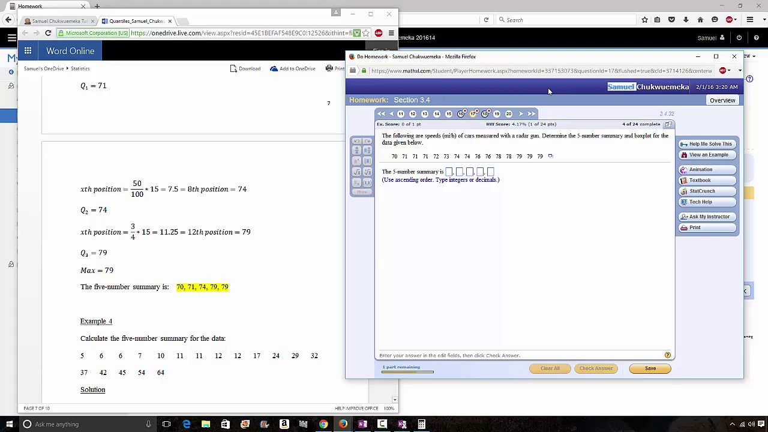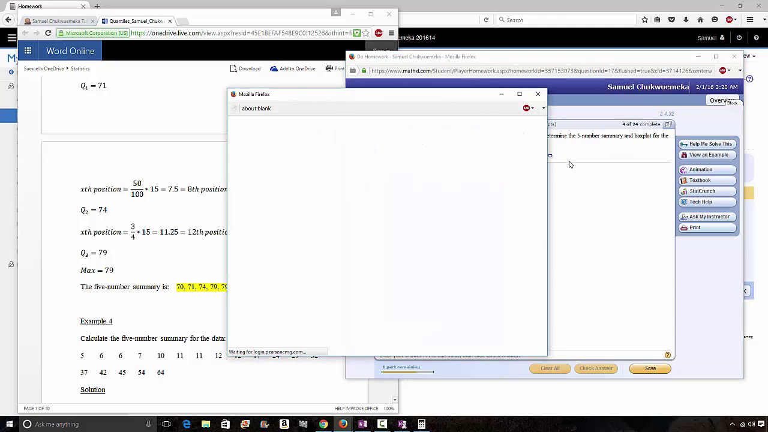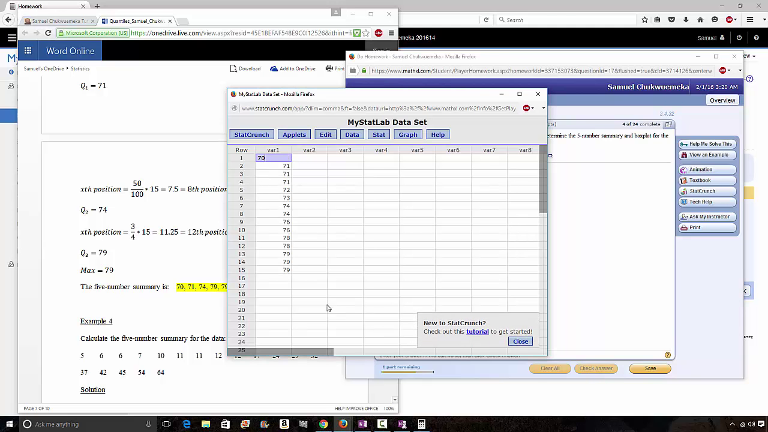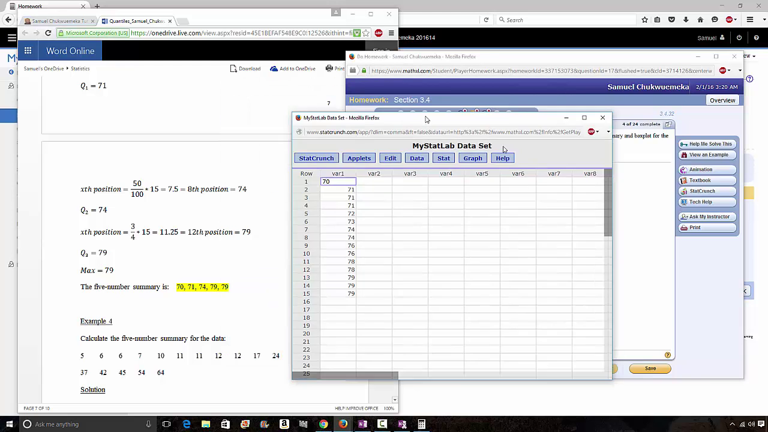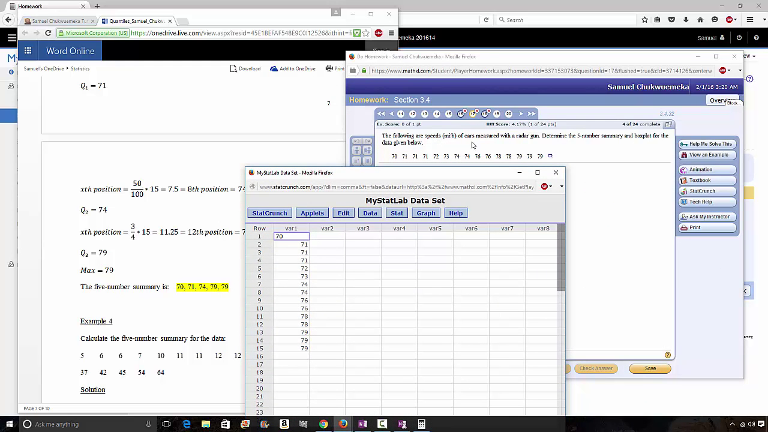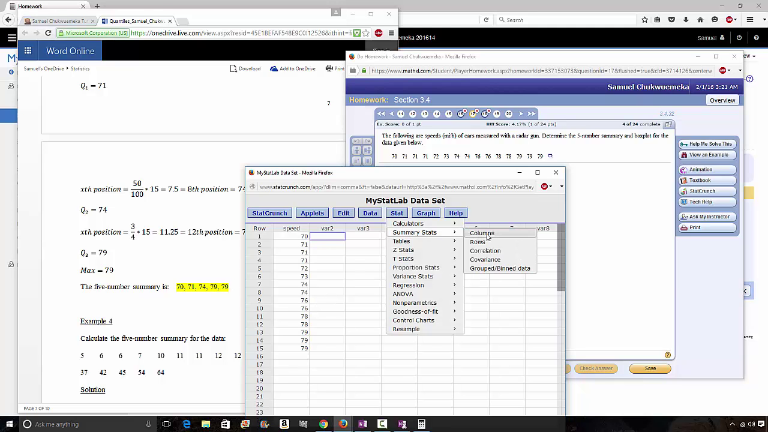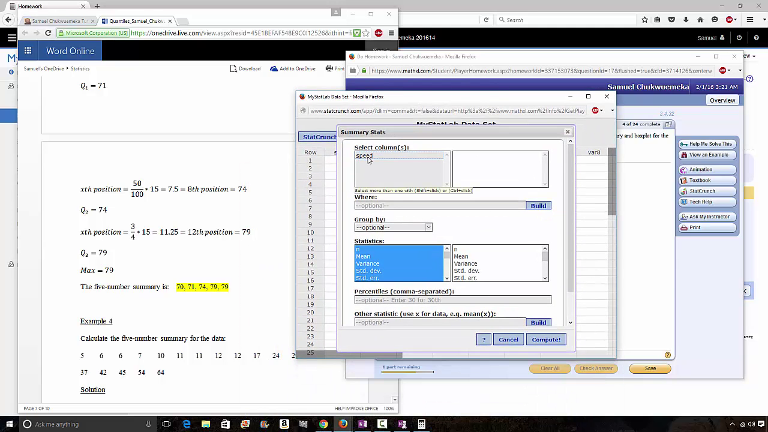Now I'm going to show you how you can do it with Statcrunch. So you open up this data here. You click here, open in Statcrunch. You can close this. This is the following are speeds of cars, so I can just come here and type speed. Now I'm going to go to Stat. I go to Summary Stats. I click on Columns, and here I select the speed. That is the variable.